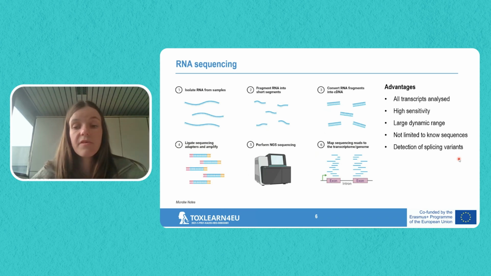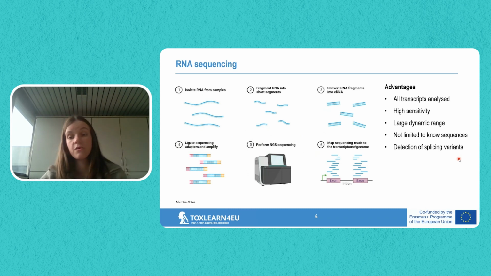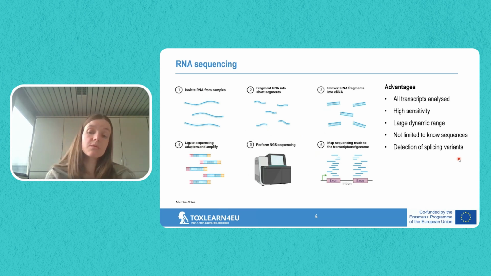This method has several advantages. The first one is that all transcripts that are expressed in your organism are analyzed. It's also a method with a very high sensitivity and a large dynamic range, which means that it's able to detect very small quantities of transcripts, but also very large quantities of transcripts. Another advantage is that RNA sequencing is not limited to known sequences. The reason is, of course, that here you're not working with these probes that are complementary to your genes of interest, but you're simply sequencing all transcripts that are present in your sample.